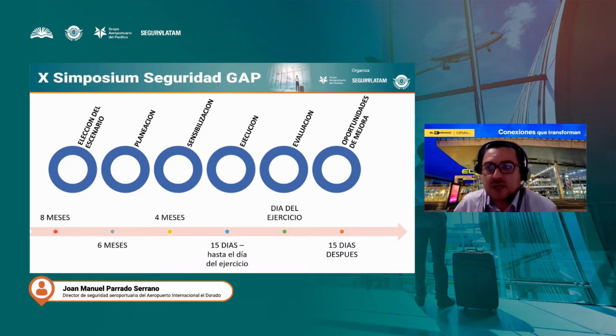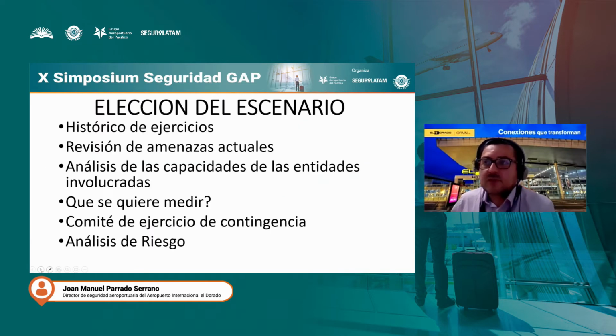You can see the months ahead of time when we start to work on that. Choosing the scenario is 8 months before the event. The planning should start 6 months before. The awareness and qualification stage is 4 months, then executing is 15 days until the day of the event, and then the evaluation is on the day of the exercise. Each of the parts is broken down into these items.